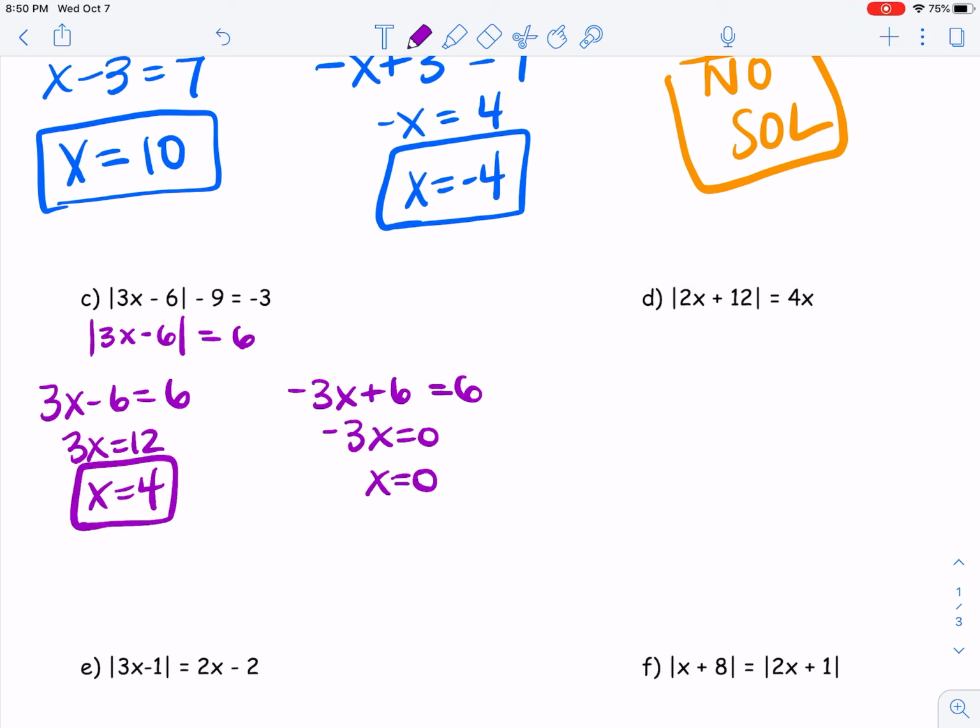And then the same thing for 0. 3 times 0 is 0. 0 minus 6 is -6. The absolute value of -6 is 6. 6 minus 9 is -3. And so 0 also works as well.